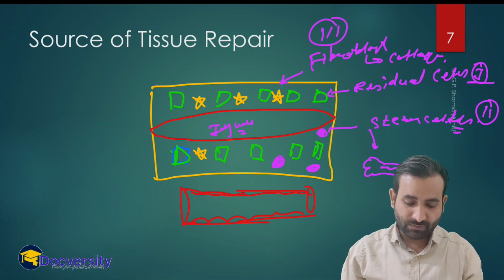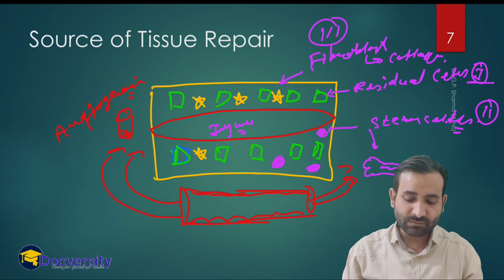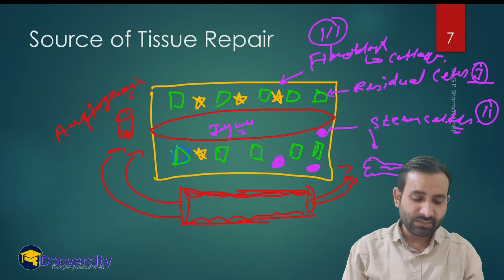At the same time, we have the vascular endothelial cells. These vascular endothelial cells begin to grow and form multiple vessels as the angiogenesis. Is that okay? So this is the vascular endothelial cells growth. So this is the 4th source.